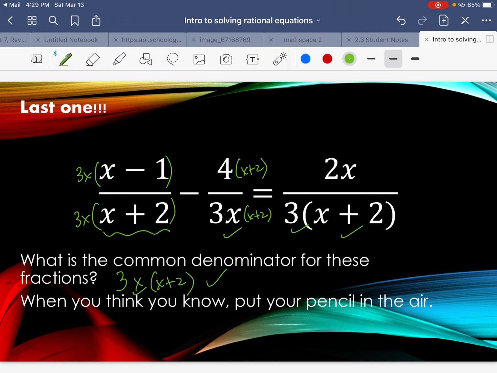And over here, it has a 3 and an x plus 2, so all I need is this little x right here. So multiply that by x. Okay, and I guess I can put it on the bottom as well. All right, so now they all match, so I'm just going to steal the top away.